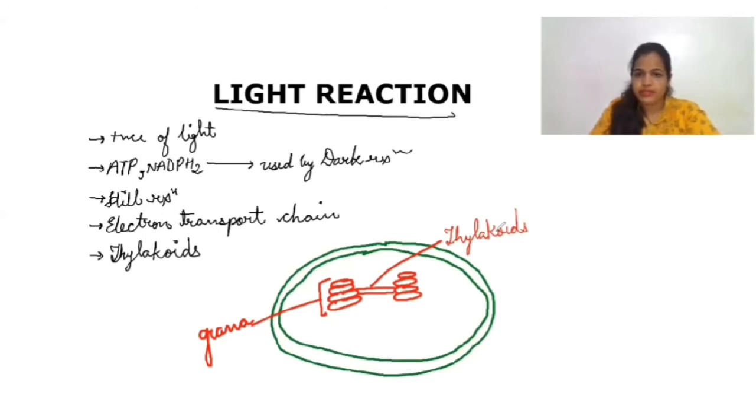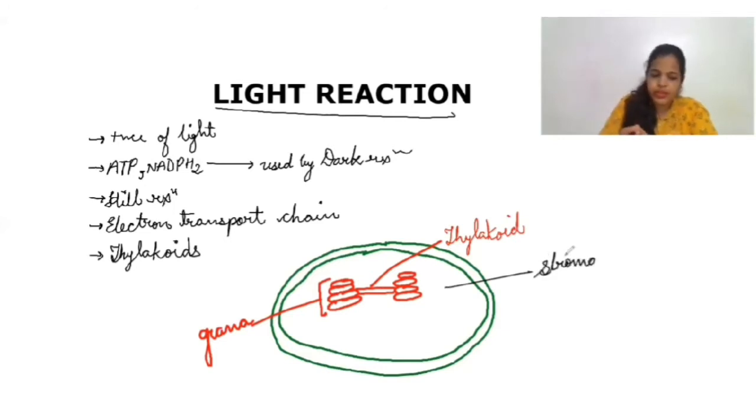Thylakoid, right? So we can have so many thylakoids and grana within the chloroplast. The fluid matrix which is present in the remaining part of the chloroplast is known as stroma. Clear up to here? Now, other than this, we are going to see one thylakoid now.